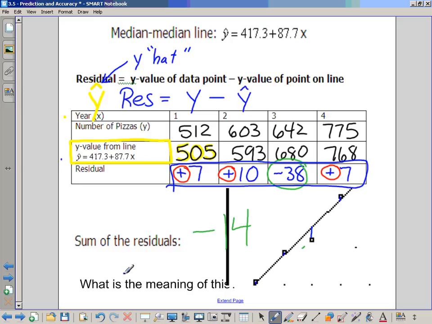All right? What we're going to do next is find a better predictor or a better indicator of how good our line of best fit is. Not just the sum of the residuals, but something called the root mean square error, which you see at the bottom of your page.